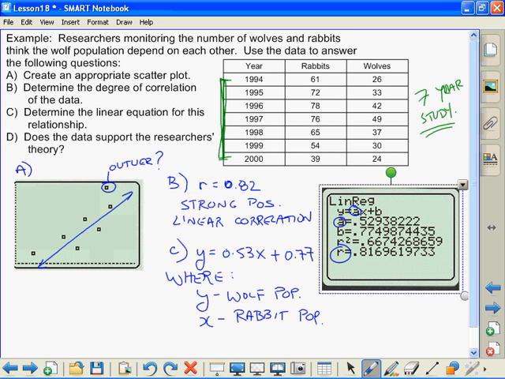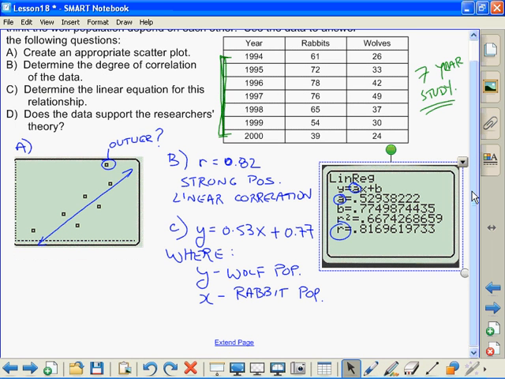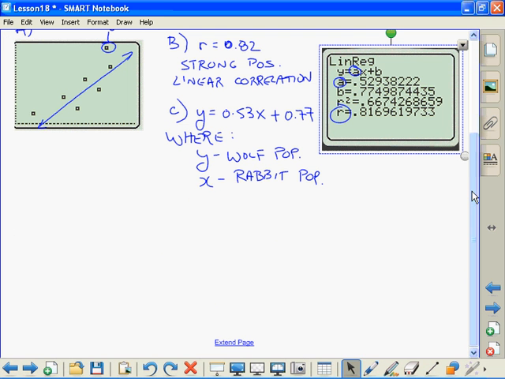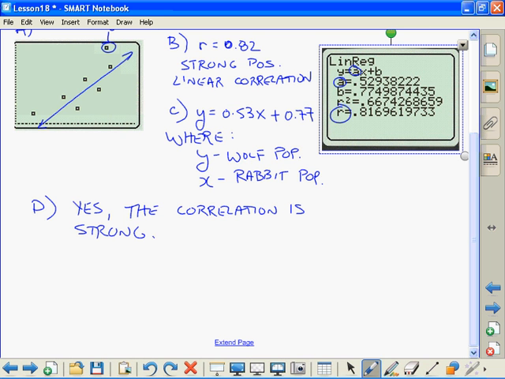All right. So there's ABC, and then on to D. Does the data support the researcher's theory? Well, when I'm looking at this, I'm asking myself, does it support their theory? So on D part here, I would say yes. The correlation is strong. However, and this is where that critical thinking part comes in, it's not perfect.